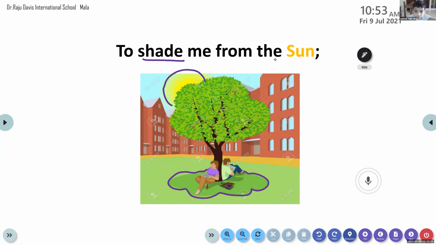So what does the tree do? The tree shades the child from the sun. Yes. Okay, that's good. Thank you. Srihari, unmute and read the next sentence.